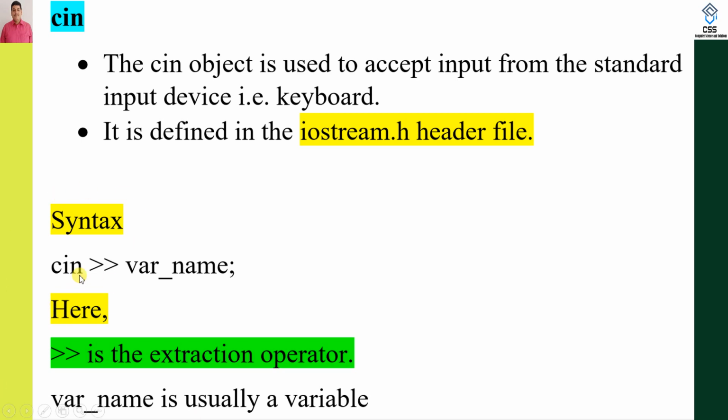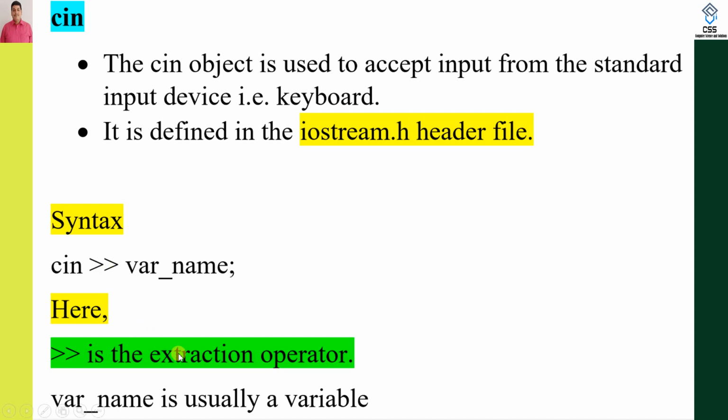Cin, double greater than, variable name, and you can specify any number of variables. Cin, double greater than variable 1, double greater than variable 2. You cannot separate them with a comma. Double greater than is known as the extraction operator, used with cin, and double less than, which is used in cout, is known as the insertion operator.